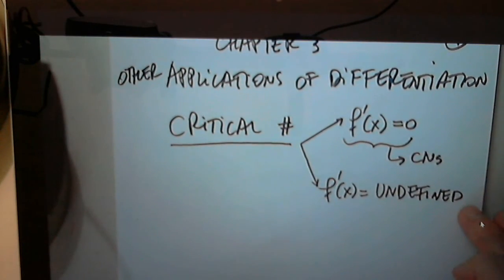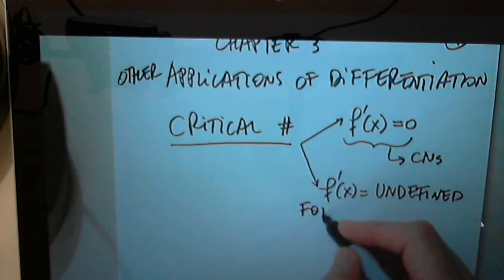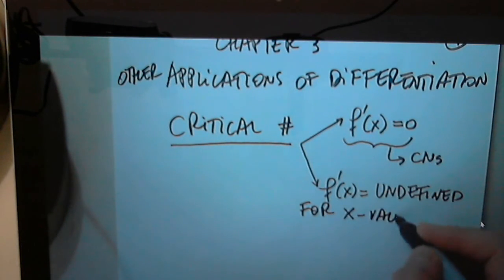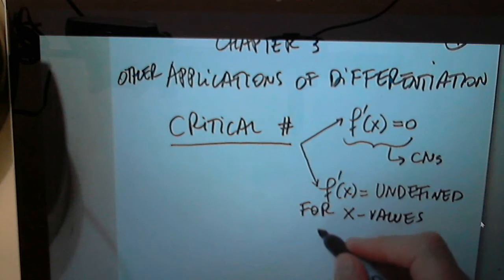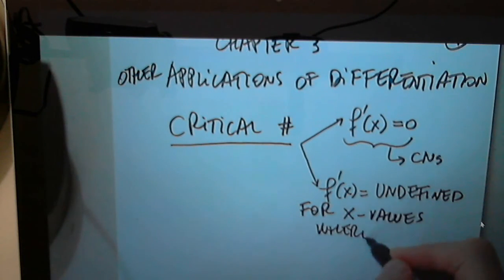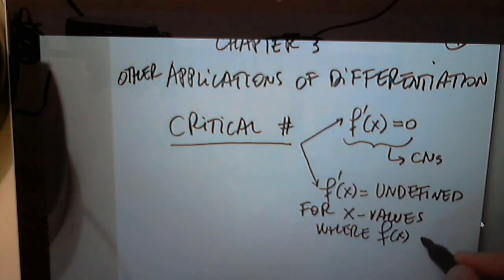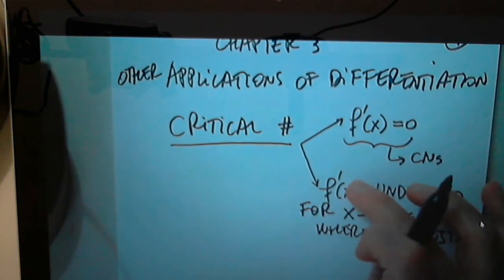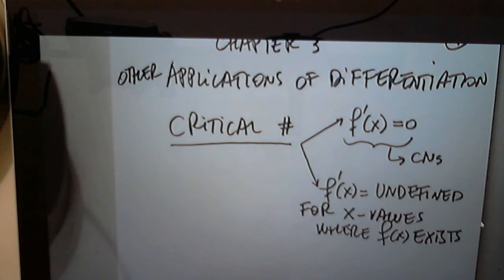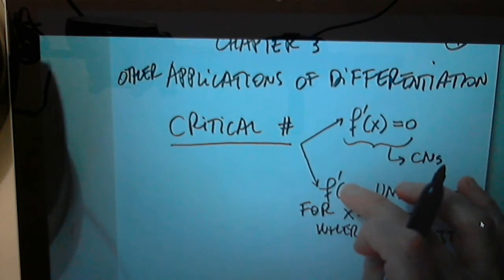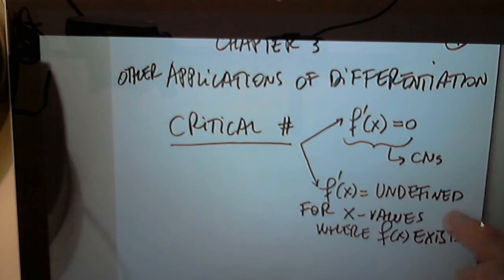Careful, this is not the end here. For x values where f of x is defined, exists. If the function is not defined at 5, and the derivative is not defined at 5, the result is not a critical number. But if the function is defined at 5, but the derivative is not defined at 5, 5 will be a critical number.